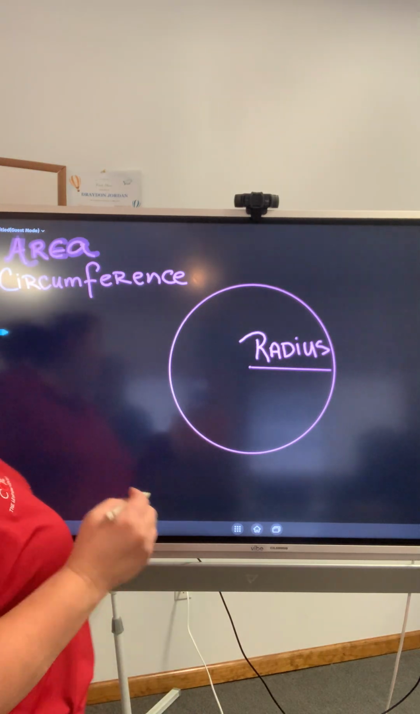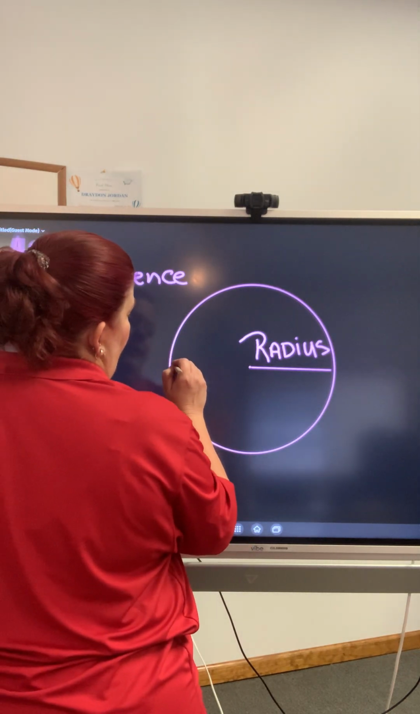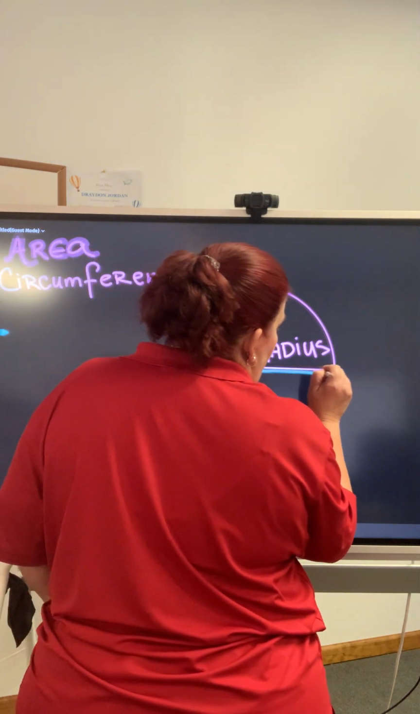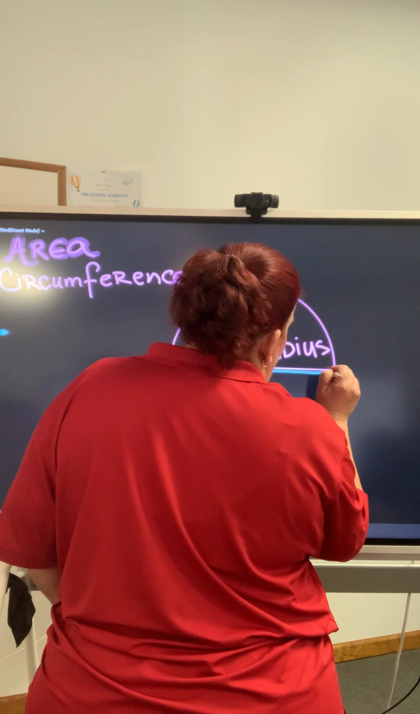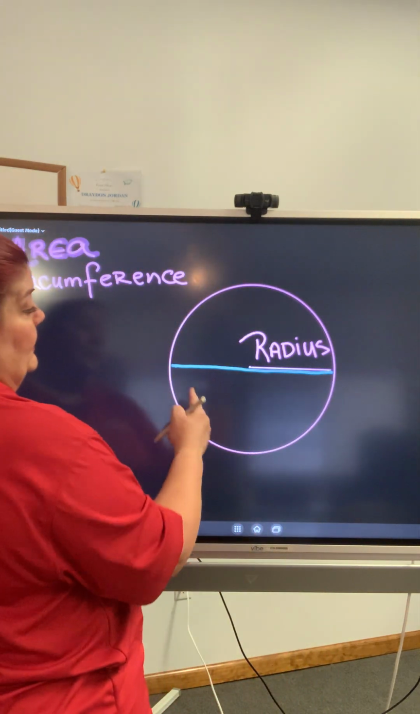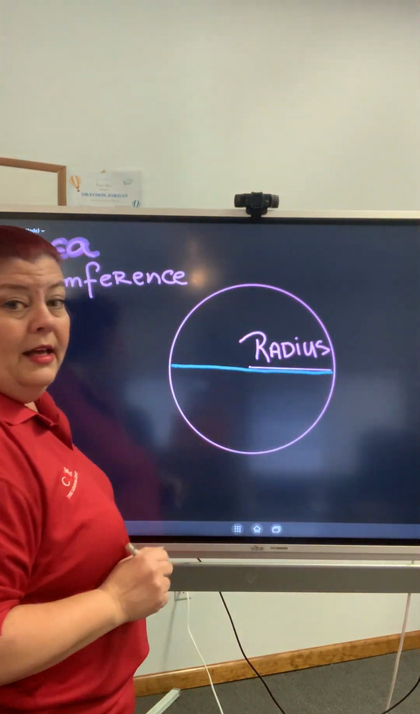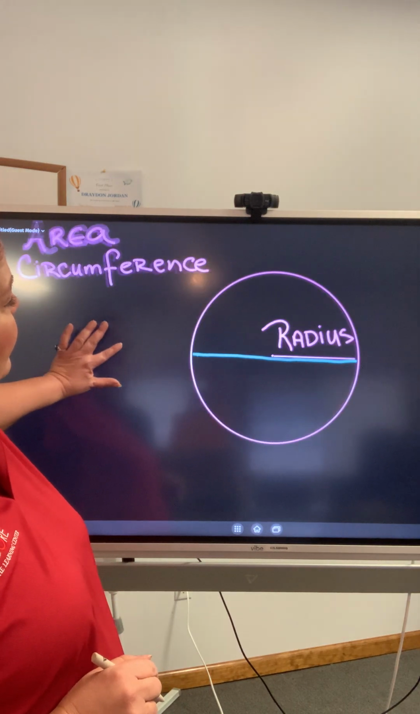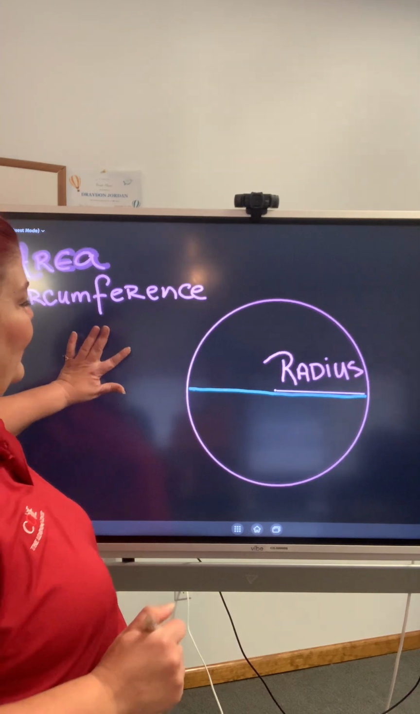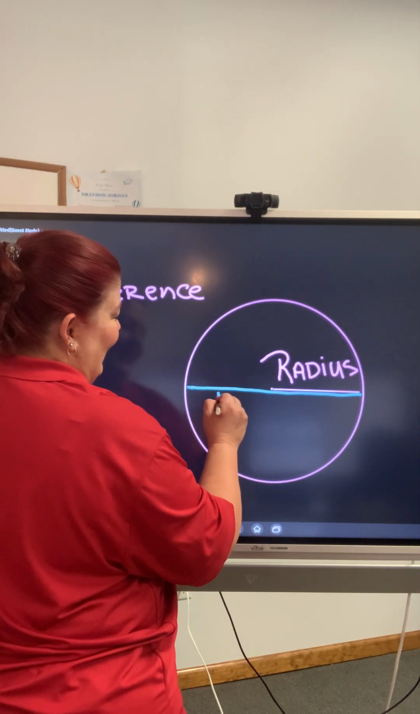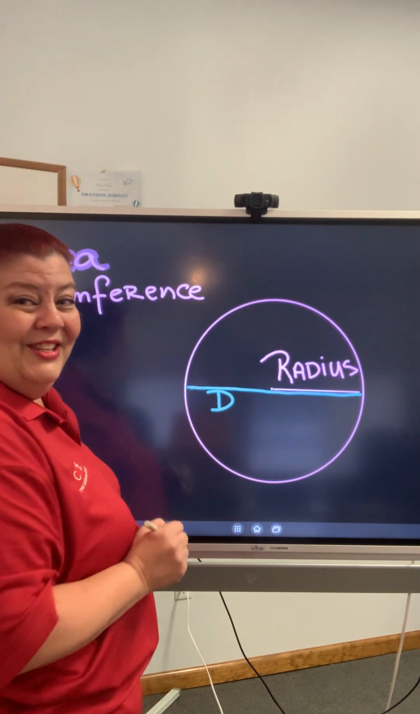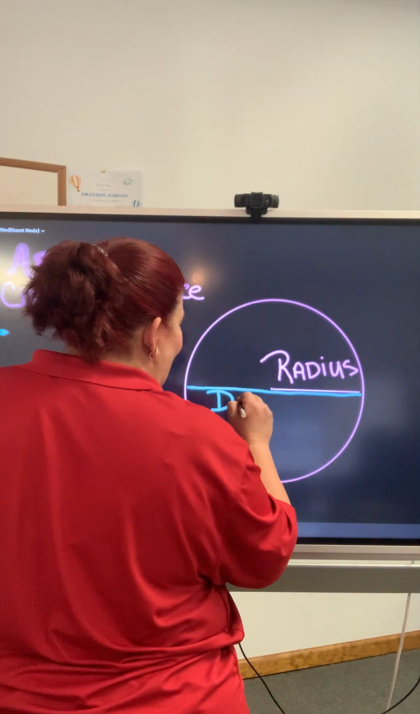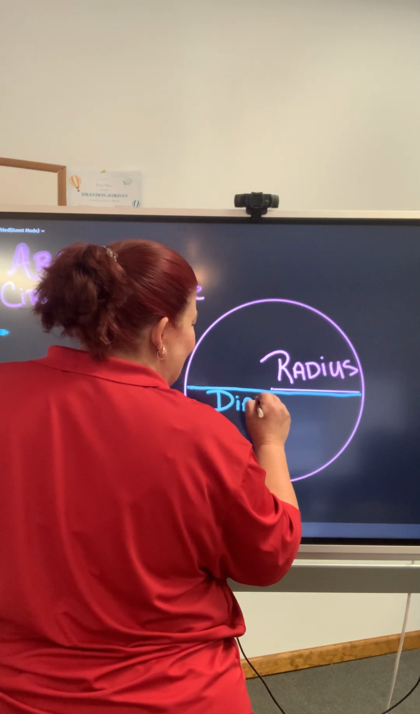Now let's pretend this other line I'm about to draw is also slap in the middle. And as you can see, this one goes from side to side. The line that comes completely side to side, that one is called, it starts with a D. Do y'all remember? Yep, that's right, diameter. Good job.